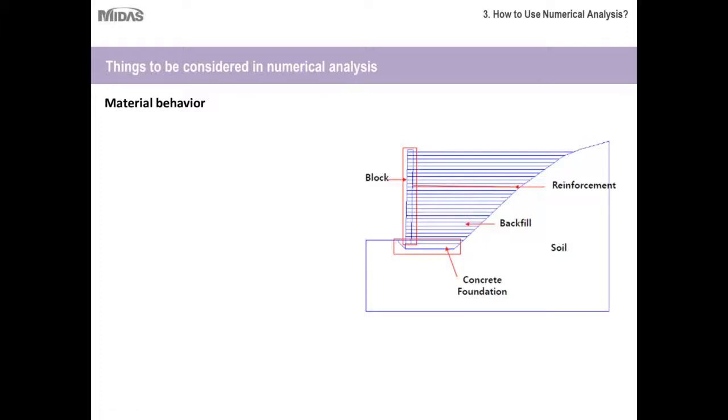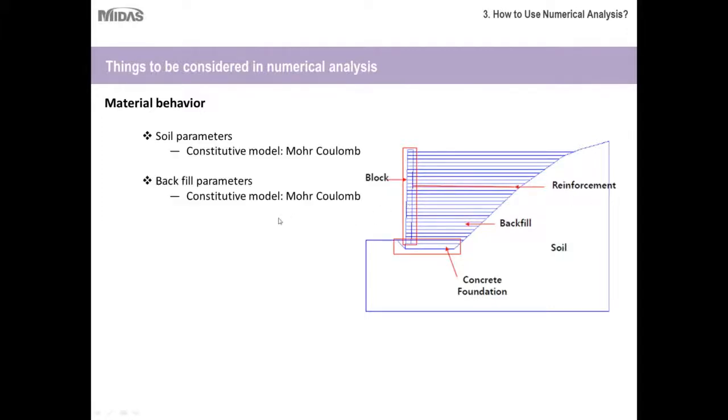Now the second most important thing is the material behavior. As I pointed out earlier, there are different components of a numerical model. There's a soil layer, there is something called backfill, there is a foundation, then the retaining wall itself, which could either be a wall or constructed in different blocks, and then there is reinforcement or the retention system. So first of all, let's start with soil parameters.